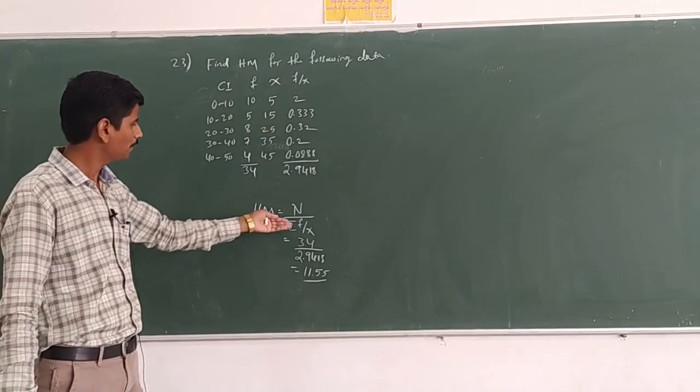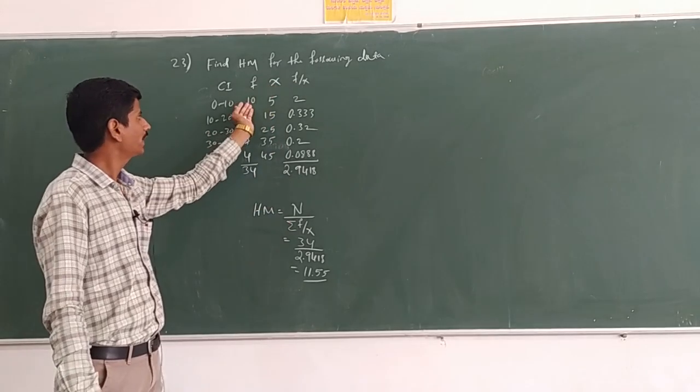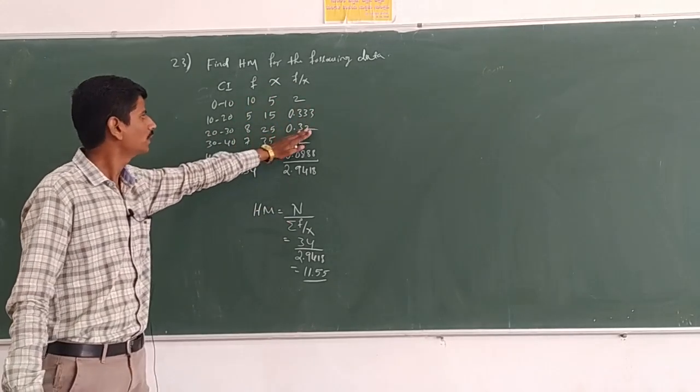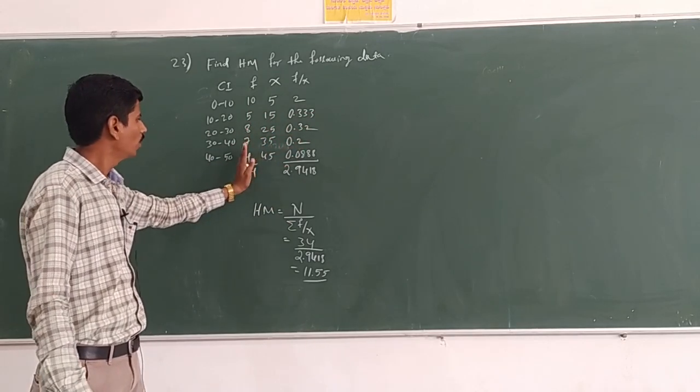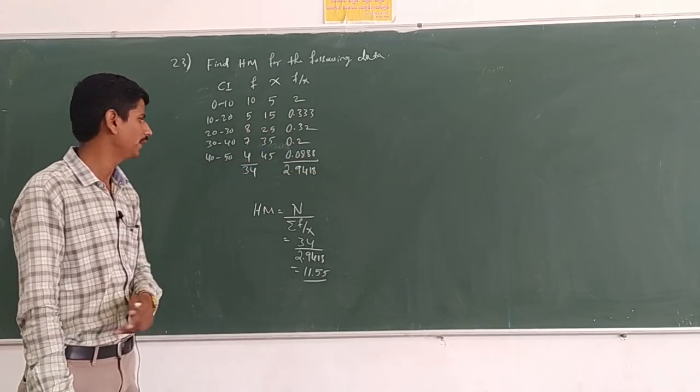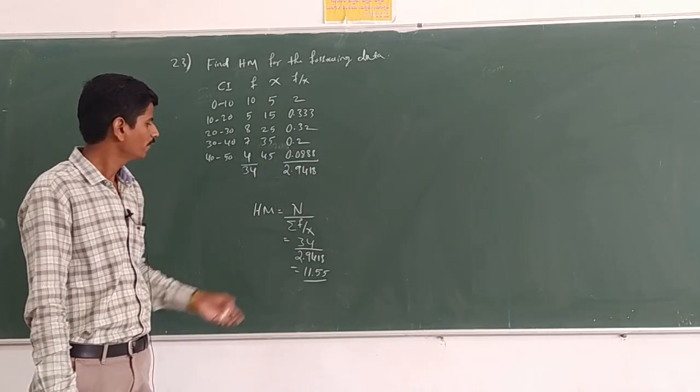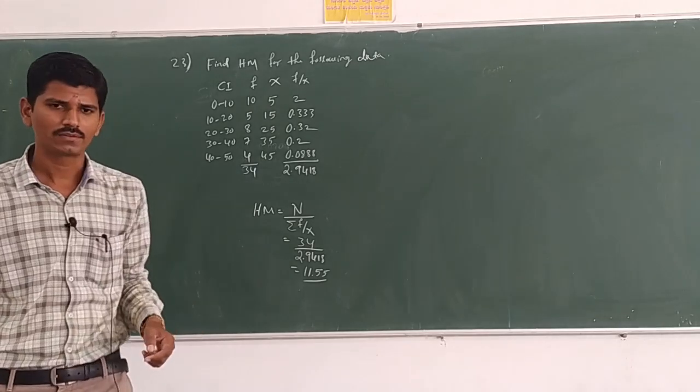The next thing you want is the f by x value. 10 divided by 5 is 2, 5 divided by 15 is 0.333, 8 divided by 25 is 0.32, 7 divided by 35 is 0.2, 4 divided by 45 is 0.0888. Then we will get the sum of f by x as 2.9418. Then substitute the values, and we will get the harmonic mean.